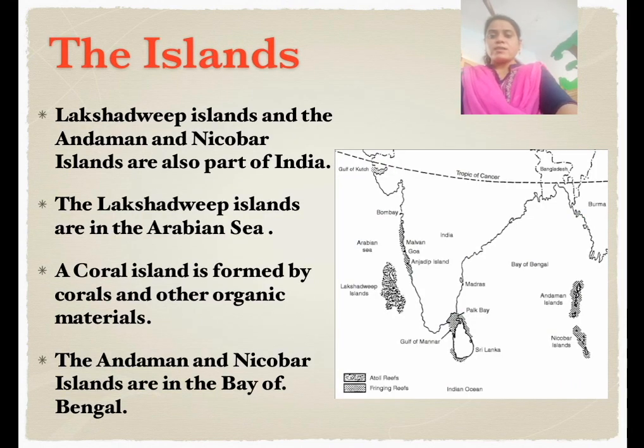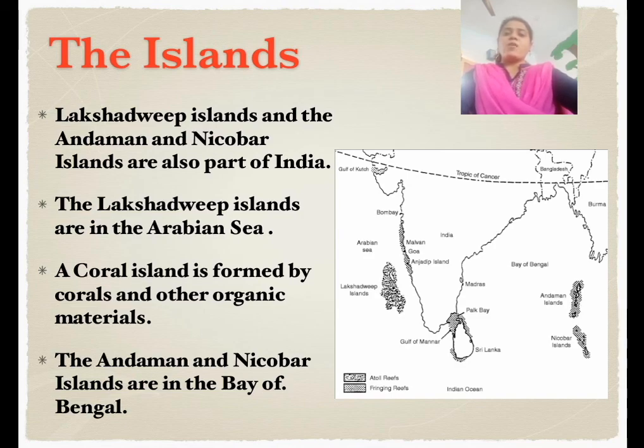Now next we will discuss the islands, or India's island chains. Off the coast of the mainland lie a string of islands: Lakshadweep in the Arabian Sea and the Andaman and Nicobar Islands in the Bay of Bengal. Lakshadweep, meaning 100,000 islands, is a group of 36 coral islands in the Arabian Sea off the west coast of Kerala. The islands, with a total land area of 32 square kilometers, form the smallest union territory of India. Ten of the islands are inhabited.